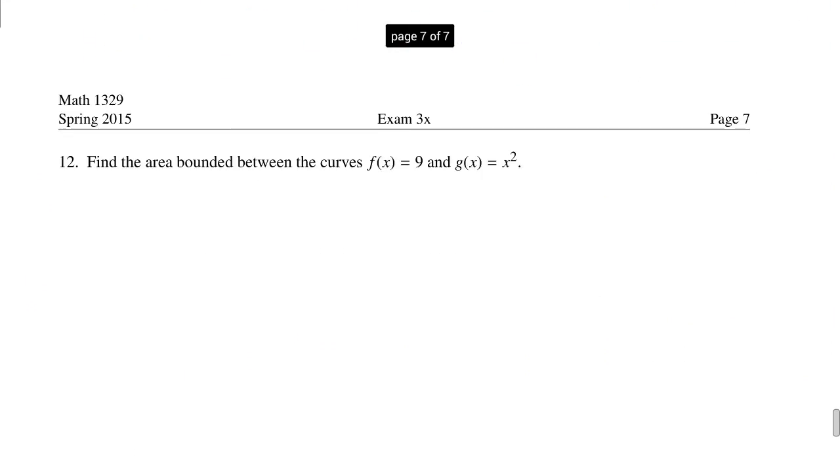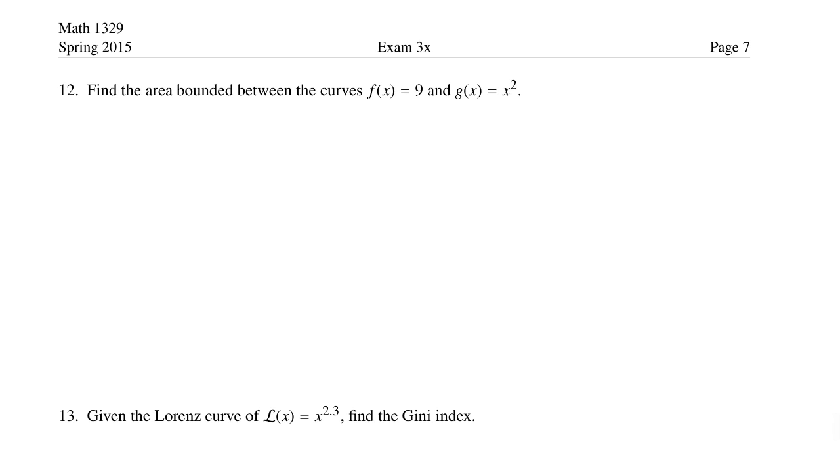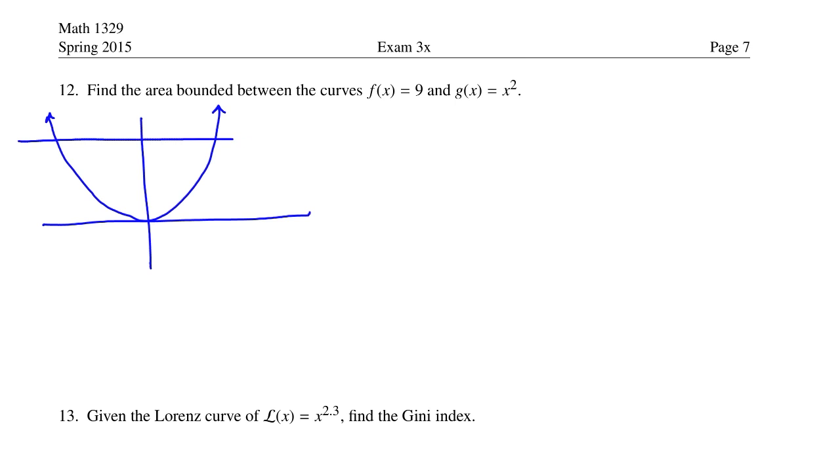All right, question 12. Find the area bounded between the curves f of x equals 9 and g of x equals x squared. So first, I'll draw the picture. So x squared is the standard parabola. And then f of x equals 9 is a horizontal line at y equals 9. And they intersect here at -3 and +3. And you can see that by setting them equal to each other. 9 equals x squared gives me ±3.